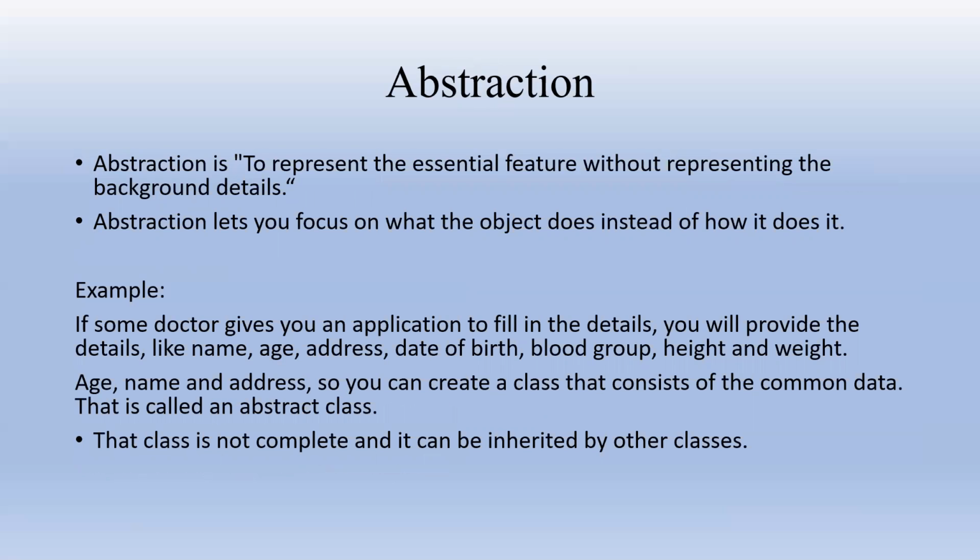Next comes abstraction. Abstraction in layman terms is to represent the essential features without representing the background details. Like when you want the user to just look at what features we are providing inside the class without knowing what is happening in the background. That is known as abstraction. So basically abstraction lets you focus on what the object does instead of how it does it.